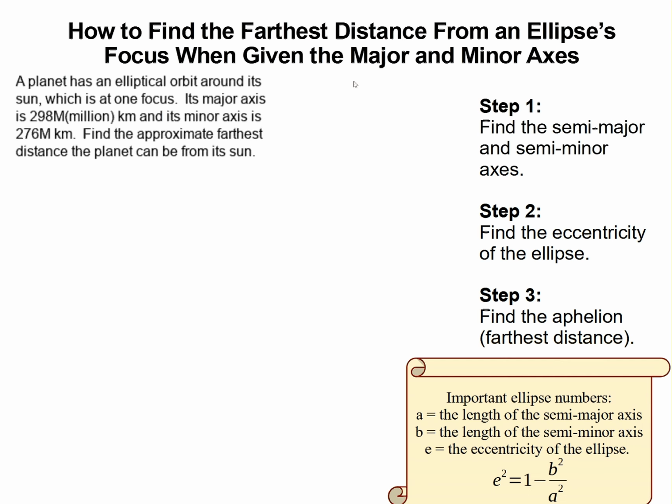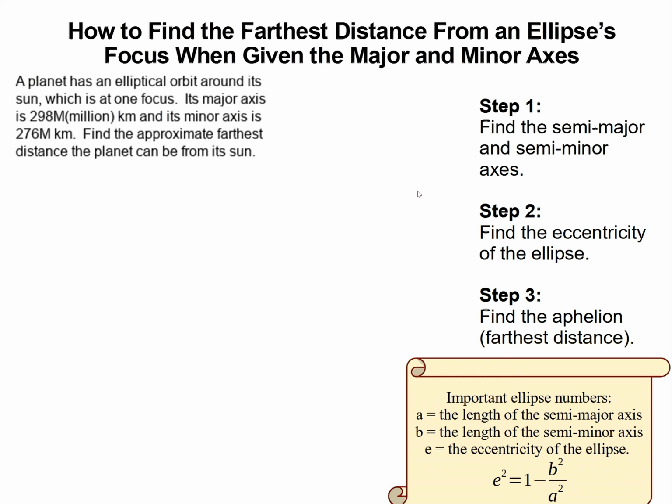How to find the farthest distance from an ellipse's focus when given the major and minor axes. I'll start off by reading the problem. A planet has an elliptical orbit around its sun, which is at one focus. Its major axis is 298 million kilometers, and its minor axis is 276 million kilometers. Find the approximate farthest distance the planet can be from its sun.